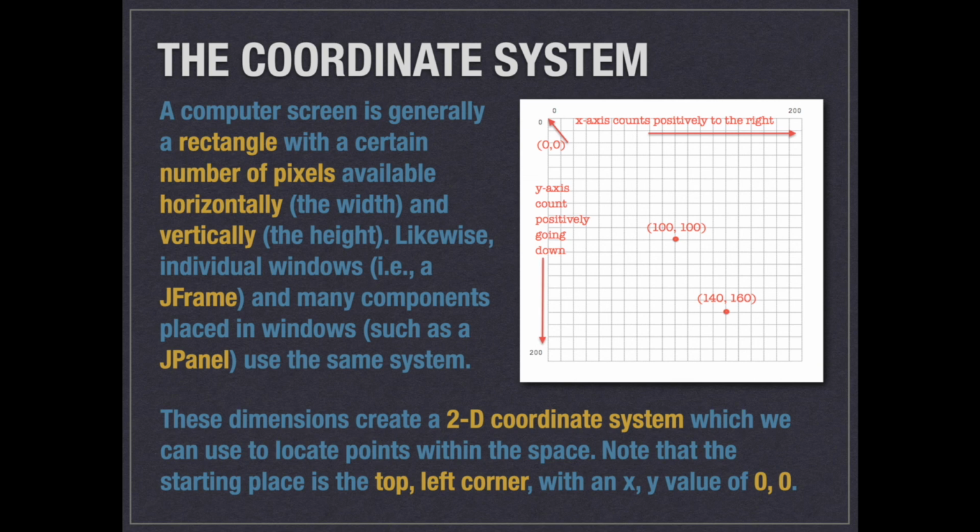We talked about this a little bit last time, and that is, well, first off, how do you locate anything on screen? You locate stuff on screen by using an XY pixel coordinate system.